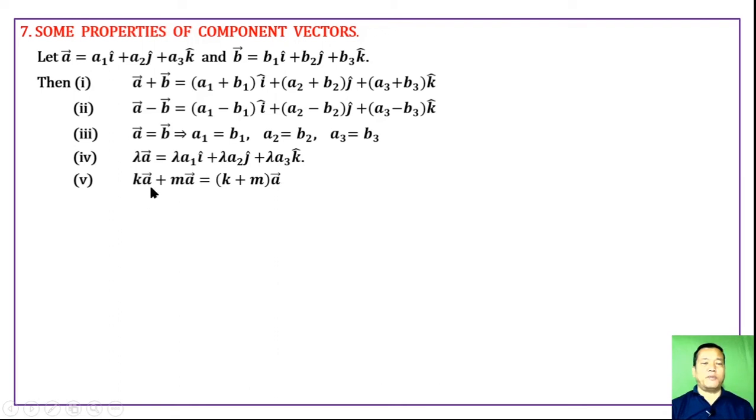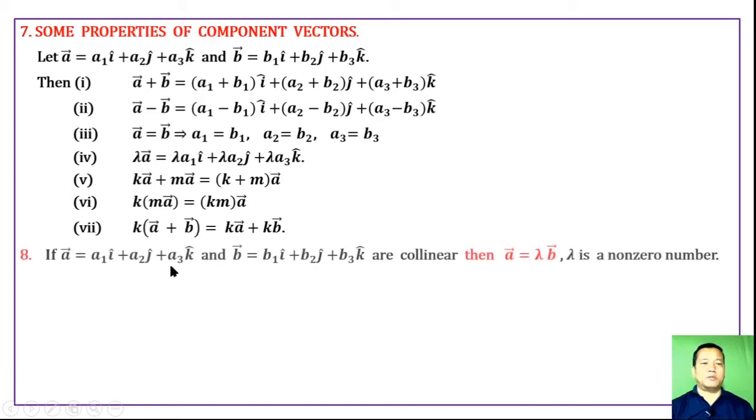K times of a vector plus m times of a vector is equal to k plus m times of a vector. Similarly, k times of m times of a vector is k m times of a vector. K times of a vector plus b vector is k times of a vector plus k times of b vector.